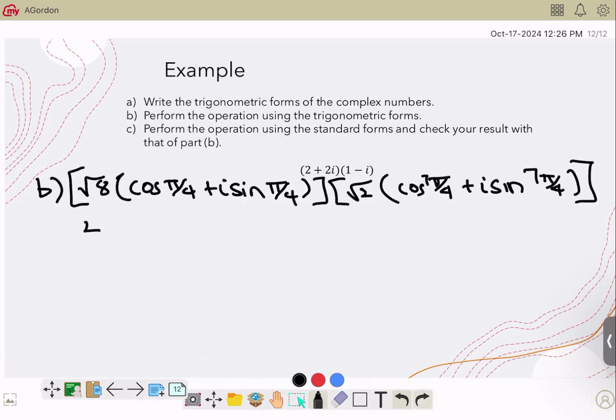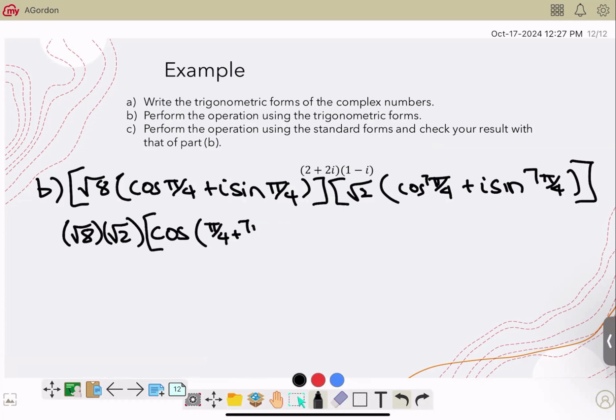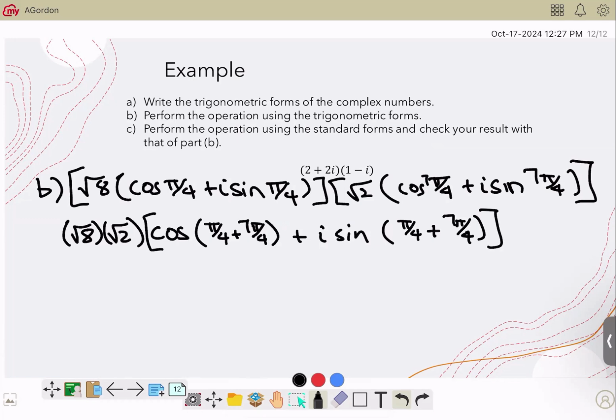Yeah, let me take it back a step. I'll just write it. Square root of 8 times square root of 2. And then we have to do cosine. And for multiplication, we're going to add the angles. So we're adding pi over 4 plus 7 pi over 4. Okay, and then we're going to go through and simplify this.